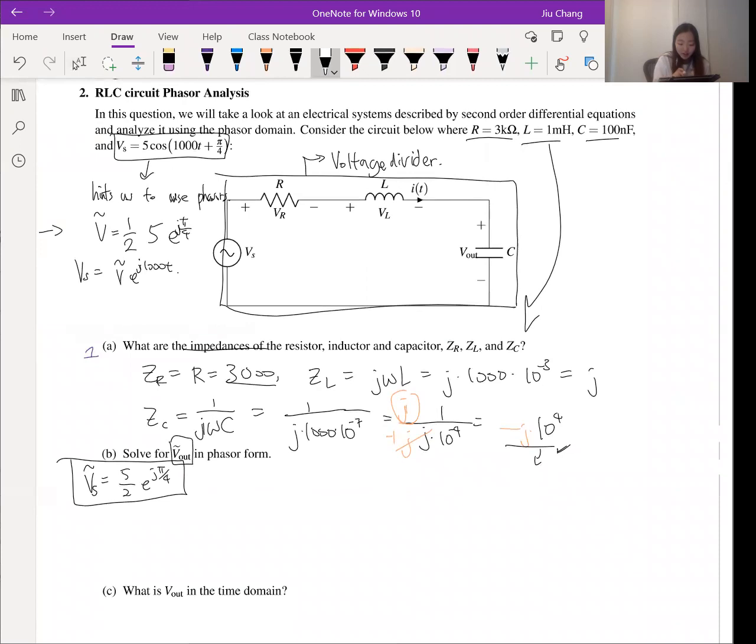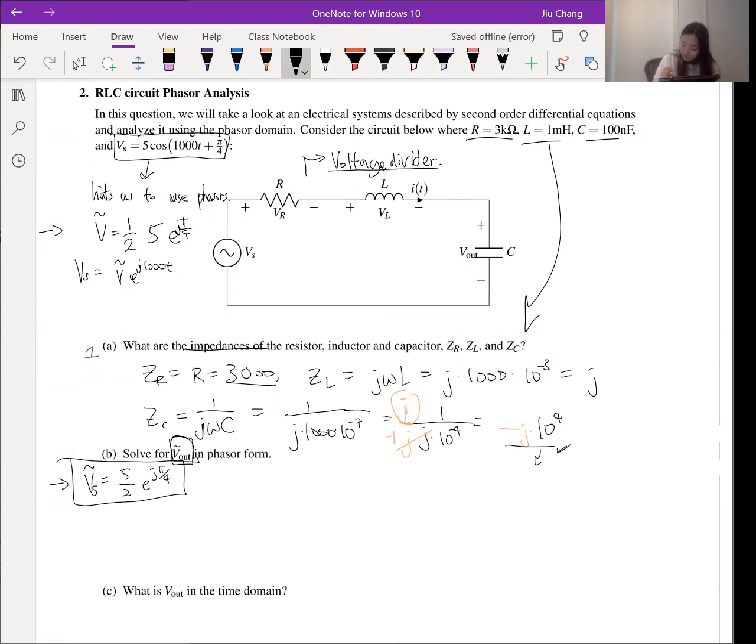Okay, so in part A video, we solved for this VS phasor, and now we want the V out phasor for this part. So we analyze the circuit here, but we realize that this is a voltage divider circuit. So we use that information.